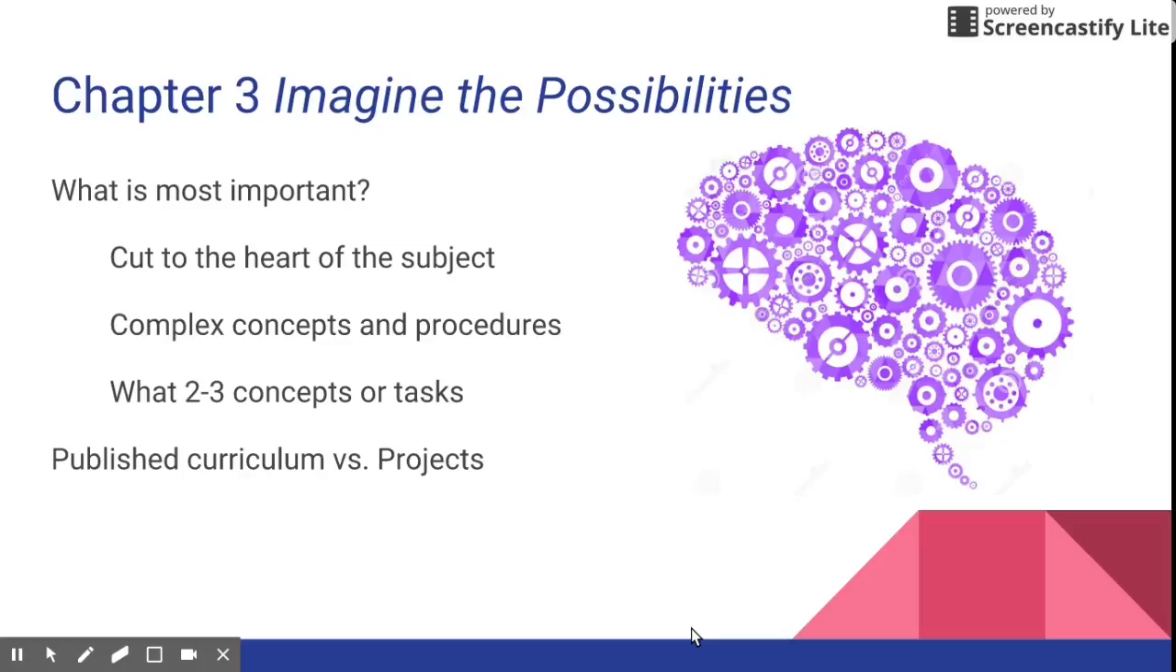So with a project, that's created by you or by your students, and you format it to meet your curriculum. And you can even format it to meet individual student goals, seeing as how you know your students best. Now, this is where your textbook or your published curriculum becomes more of a reference guide.